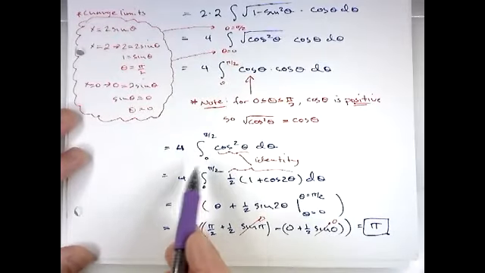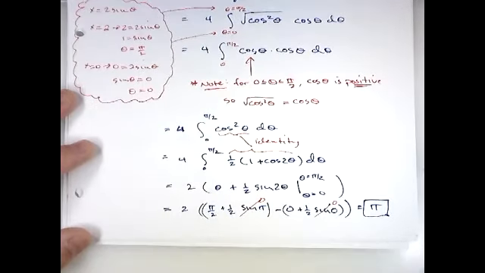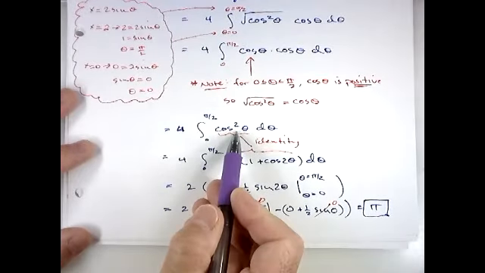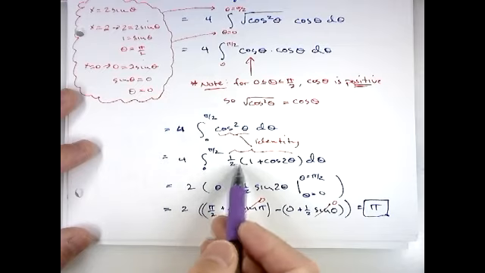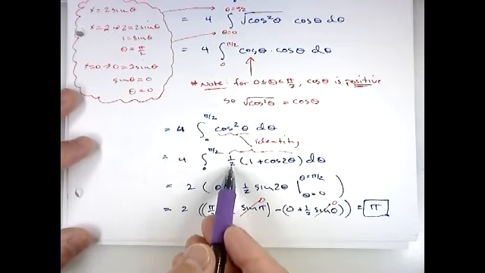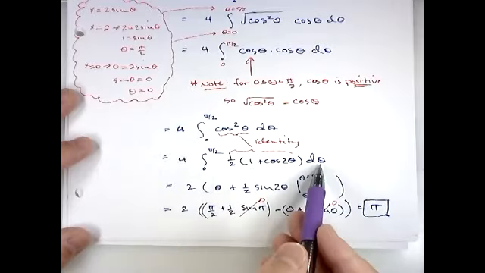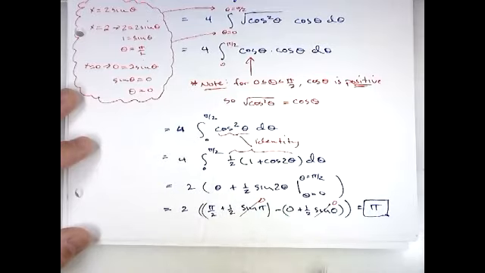And that'll get me to 4 cosine squared theta. And for cosine squared theta, remember we have to use the half angle identity, 1/2 times 1 plus cosine of 2 theta. Pull out the 1/2. The integral of 1 with respect to theta is theta. Cosine of 2 theta integrates to 1/2 sine of 2 theta.